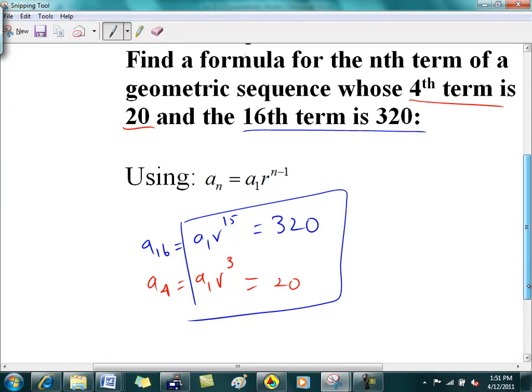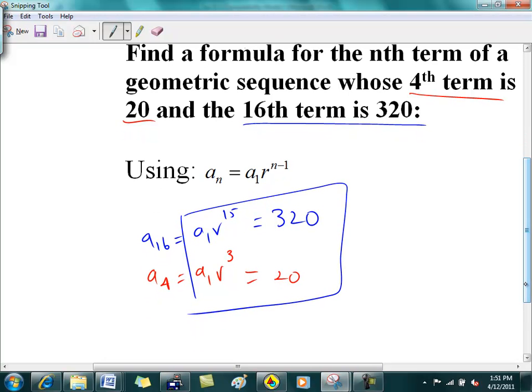And this is where the creative part comes into play. What do you want to do? Not subtracting is not the right answer. Divide.